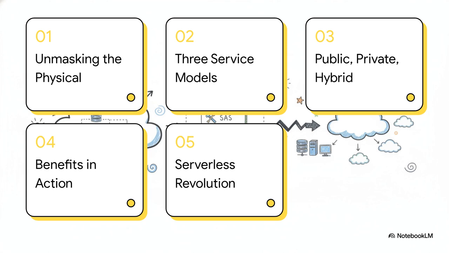Here's our roadmap for today's explainer. First, unmasking the physical cloud. Then, the three service models. Third, public, private, or hybrid. Fourth, the benefits in action. And finally, the serverless revolution.